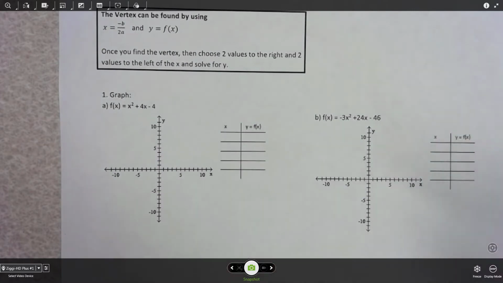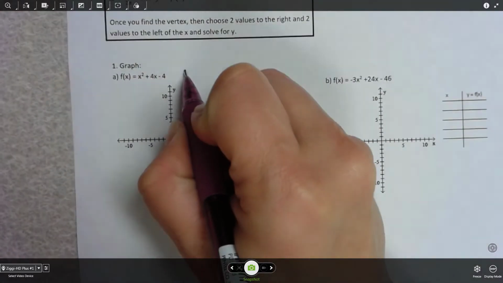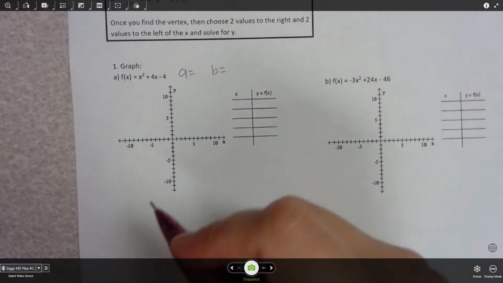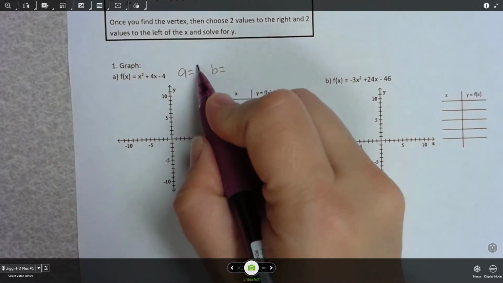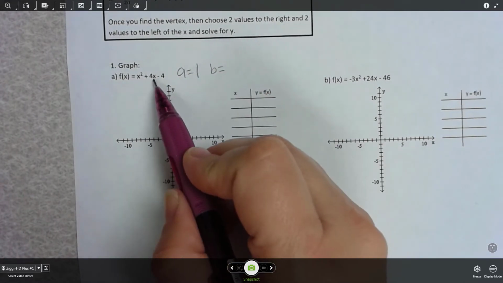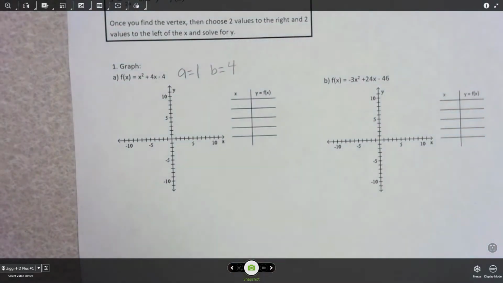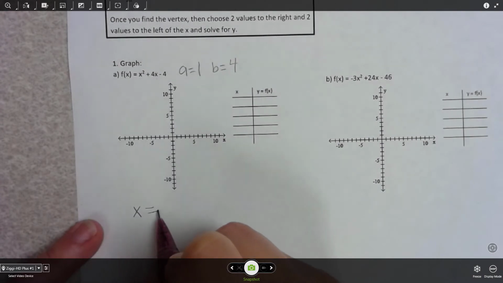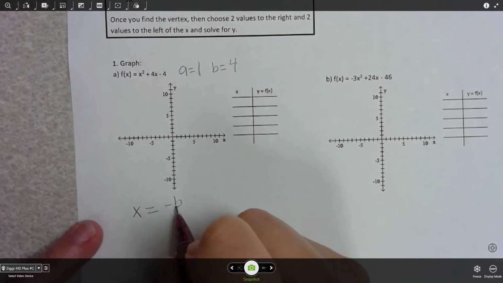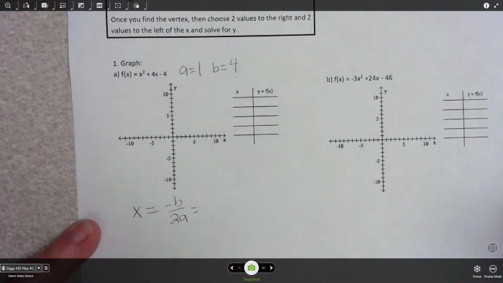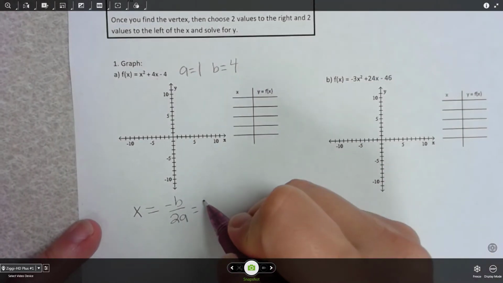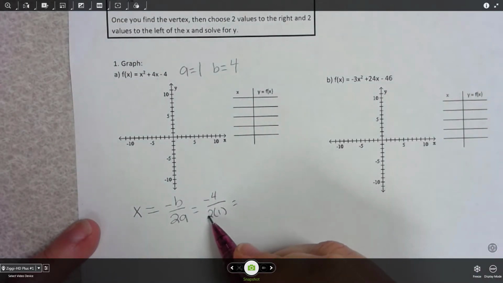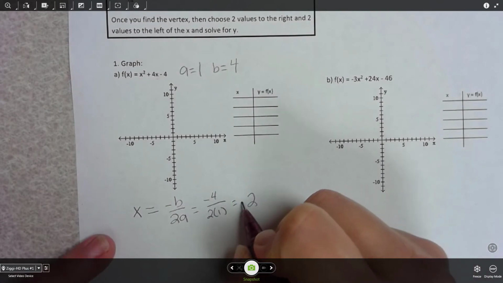So the first thing I want to do is find the vertex. I need to know what a is and what b is to find that. Remember, a is the coefficient of our squared term, and that would be 1. And b is the coefficient of our x term, and so that would be 4. Now if I fill that information into my vertex formula, we'll have x equals the opposite of b over 2a. Our b is 4, so the opposite of 4 is negative 4, and then we have 2 times 1. So negative 4 divided by 2 would be negative 2.